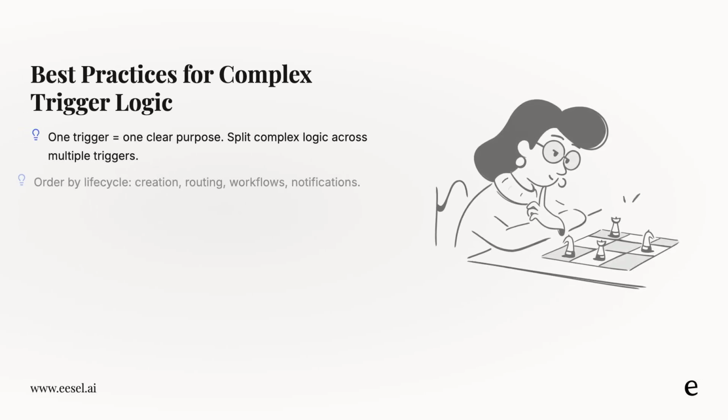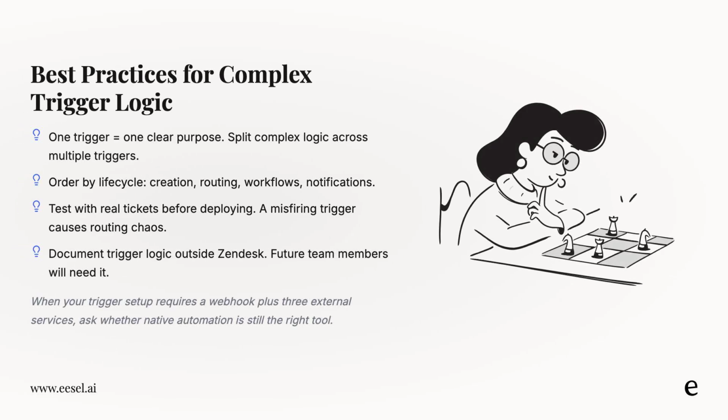Keep your triggers focused. One trigger, one clear purpose. Structure them in lifecycle order: creation, then routing, then status workflows, then notifications. Test on real tickets before going live, and document your trigger logic outside Zendesk, because descriptions have character limits and future team members will need the context.